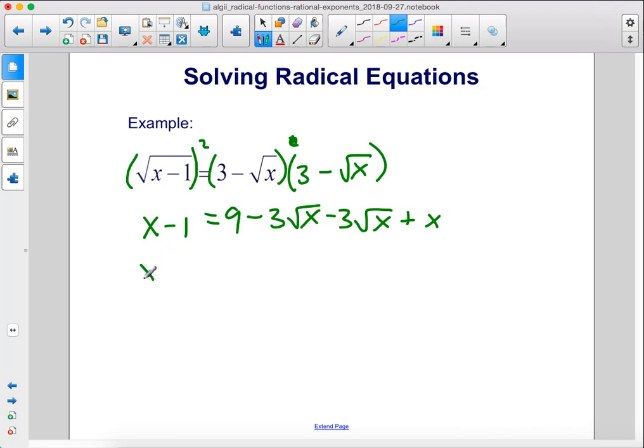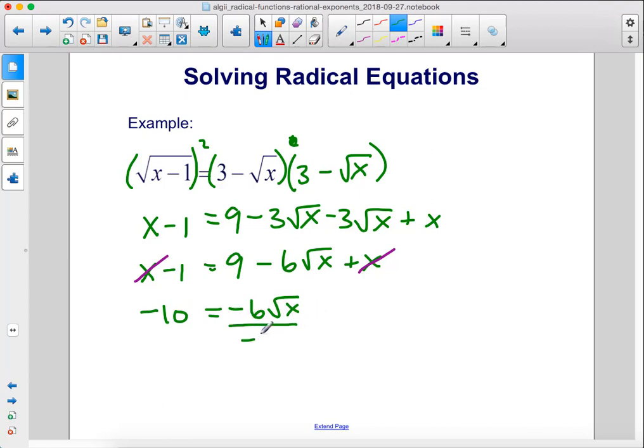Now we'll simplify, so we have x minus 1 equals 9 minus 6 times the square root of x plus x. And we can just subtract x from both sides, and that gets rid of these two x's. We still have this one here. Now we just want to isolate this term. So if we subtract 9 from both sides, we get negative 10 on the left. Then we have negative 6 times the square root of x over here. We will divide both sides by negative 6, and we get the square root of x equals 5 over 3.